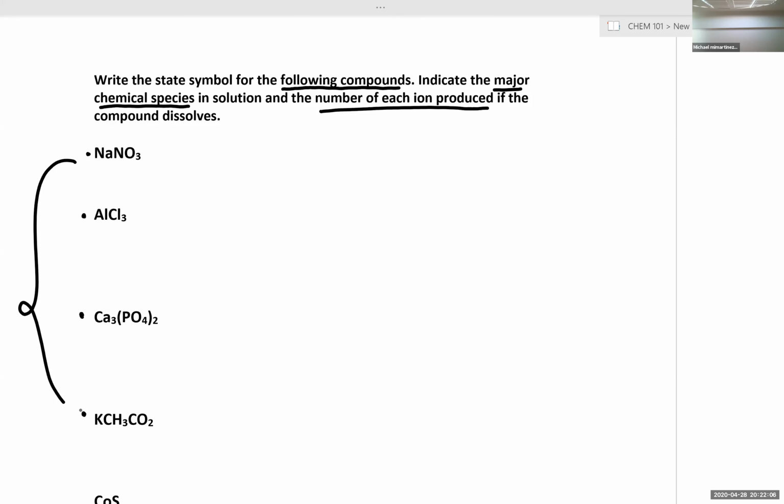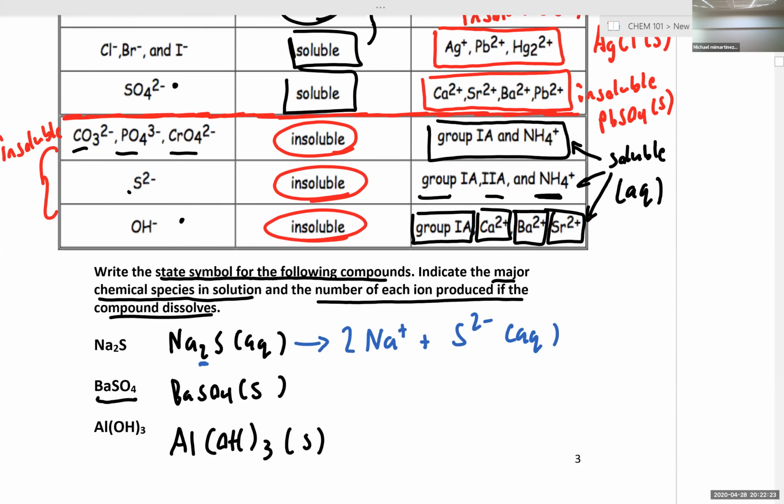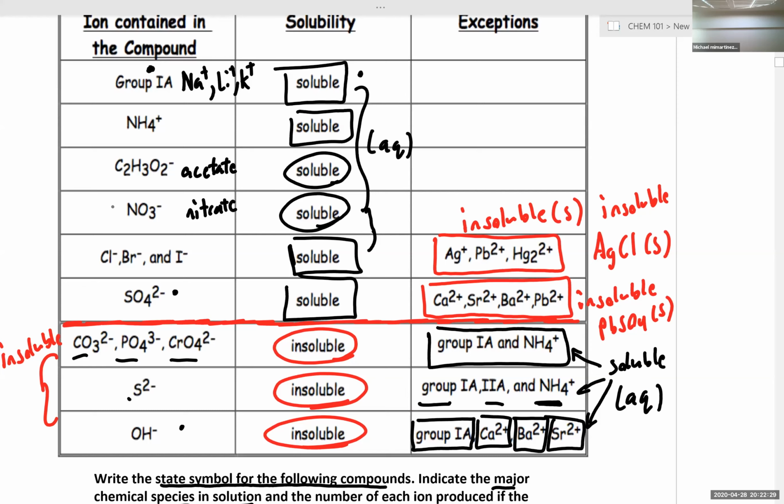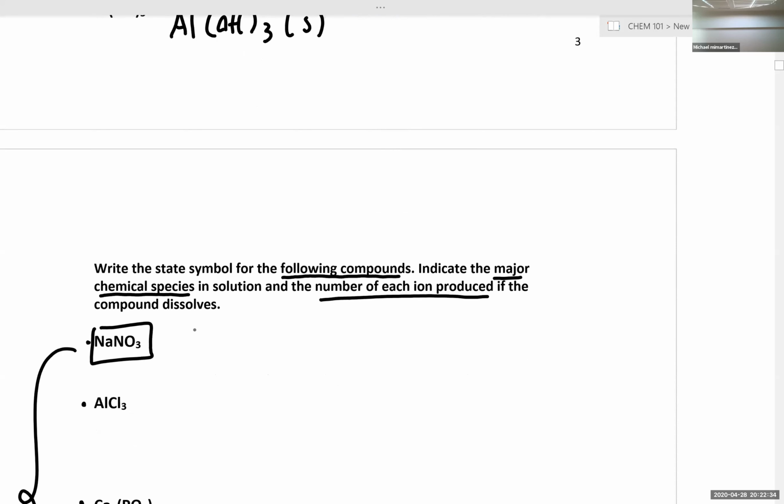Does anyone have any questions so far working through this problem? So let's provide some guidance now, and then I'll let you loose on another batch of problems. So sodium nitrate. I go up to my table and I see it has a group 1A ion, just sodium, and it has a nitrate ion, and both of those are soluble. So sodium nitrate gets the aqueous symbol, and we dissociate sodium nitrate into Na+ aqueous and NO3- aqueous.